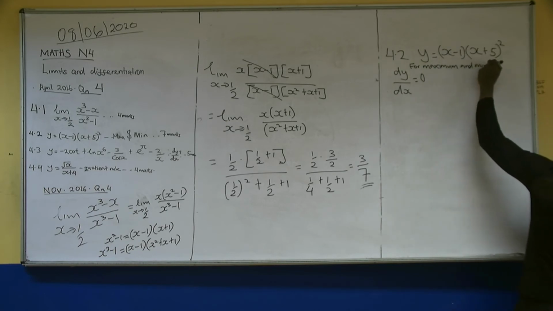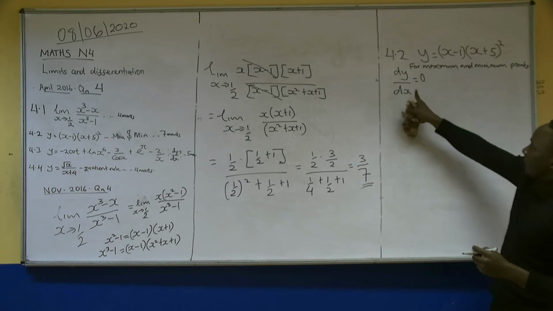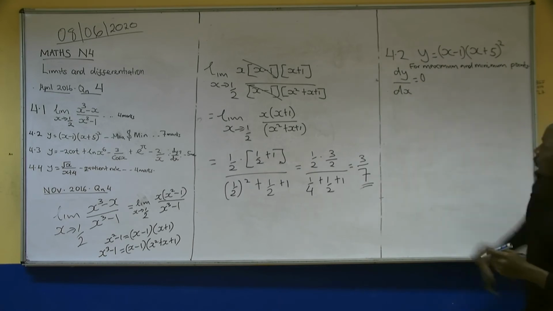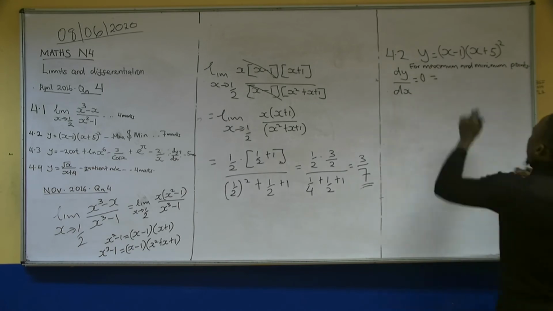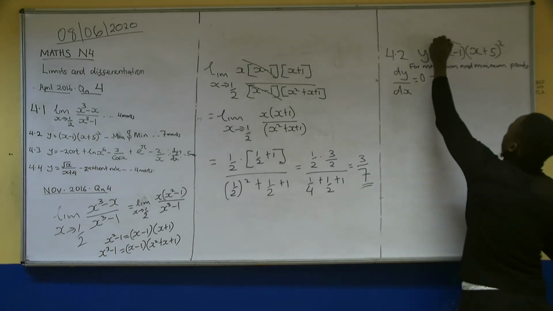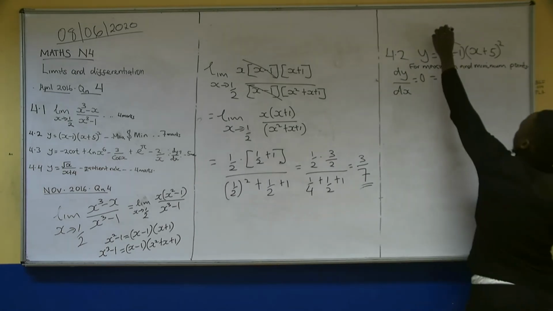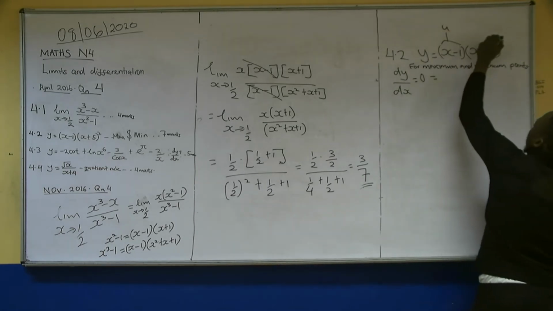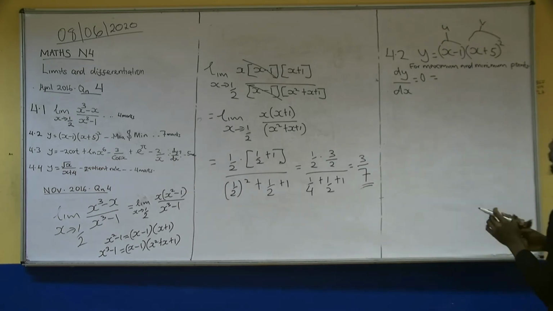for maximum and minimum points, we have to differentiate it and we equate it to 0. So that is it. We are saying that let this first bracket, let us call it u, and this one we call it v.